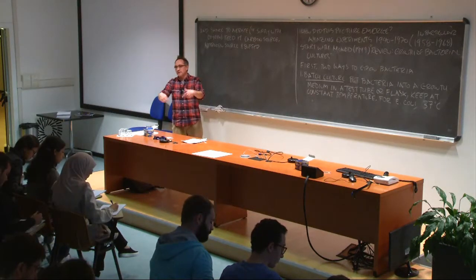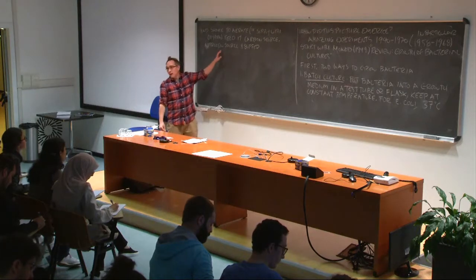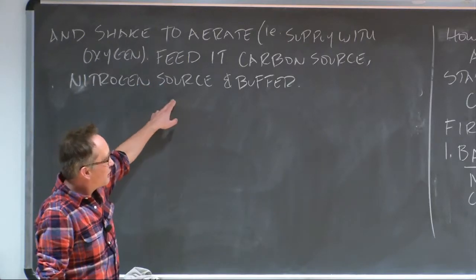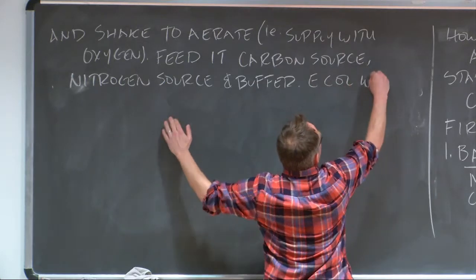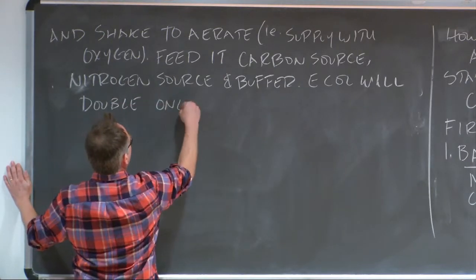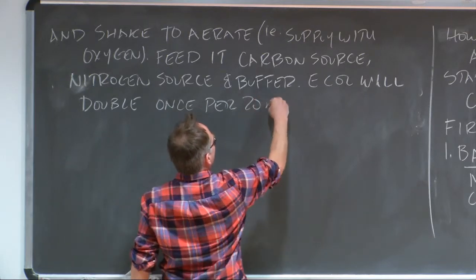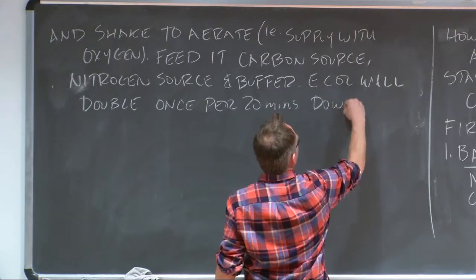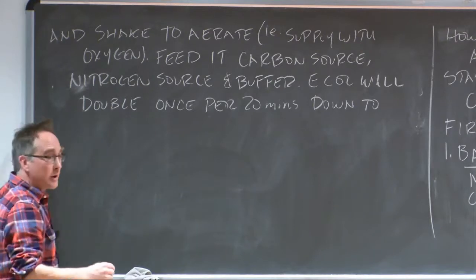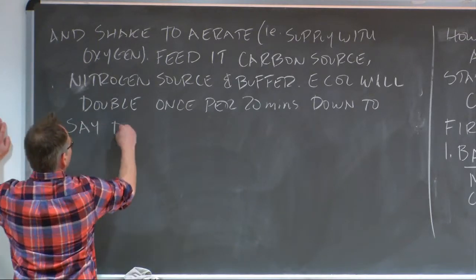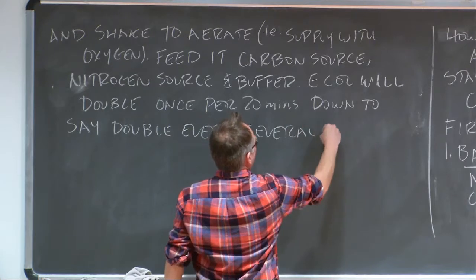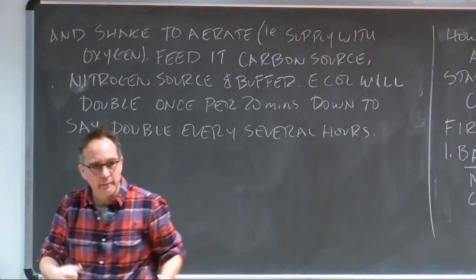At minimum, you can add extra stuff and it'll grow faster and faster. But my point here is that E. coli is very cheap and very easy to grow, and that's part of its appeal as a model organism. So we have the nitrogen buffer, and it will double. E. coli will double, say, once per 20 minutes down to, you know, however slowly you want to. You can basically make it double however long you want, down to, say, double every several hours. You have a huge dynamic range.